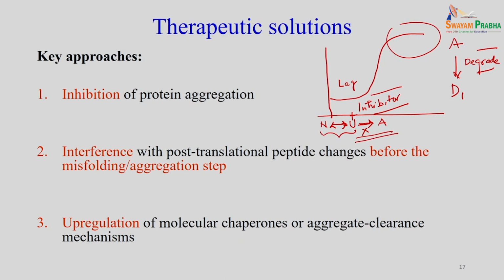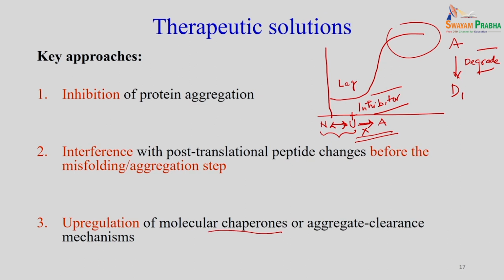The other step is at the cellular level. At the cellular level, some mechanism should interfere with the post-translational peptide changes before the misfolding or the aggregation. If there can be some change at this step, that can also interfere with or stop the misfolding or the aggregation. And the third one is molecular chaperones.